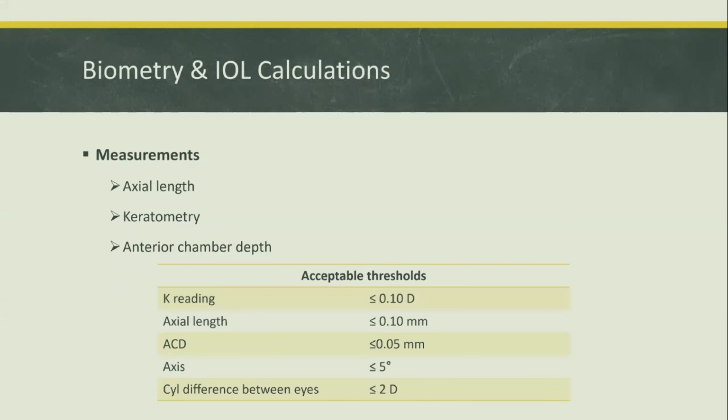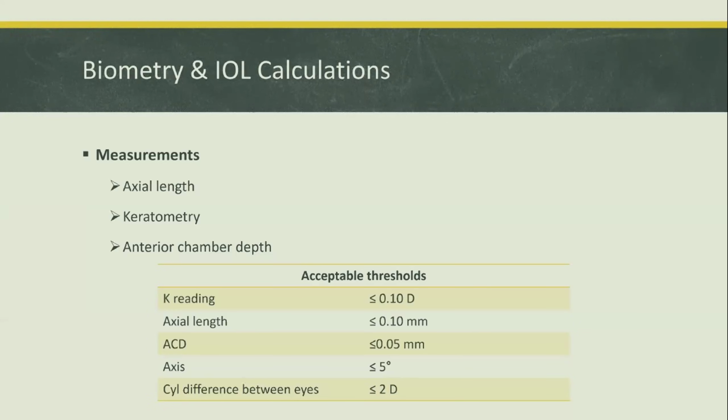If there are two K readings, the difference should be less than 0.10 diopters between intra and inter-examiner variables. Axial length should be less than 0.10 mm in both eyes, with inter and intra-examiner variables. ACD, anterior chamber depth, should be less than or equal to 0.05 mm, and axis should be less than or equal to 5 degrees, and cylindrical difference should be less than 2 degrees. If it is more than 2 degrees, it is better to advise a topography.